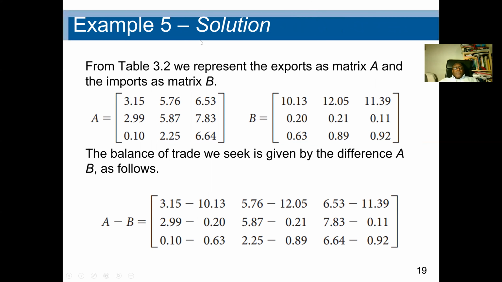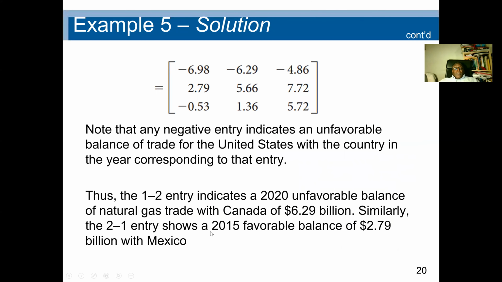So here, the solution is that we get the values for A and the values for B. Then we find the difference. So that will be the answer here.